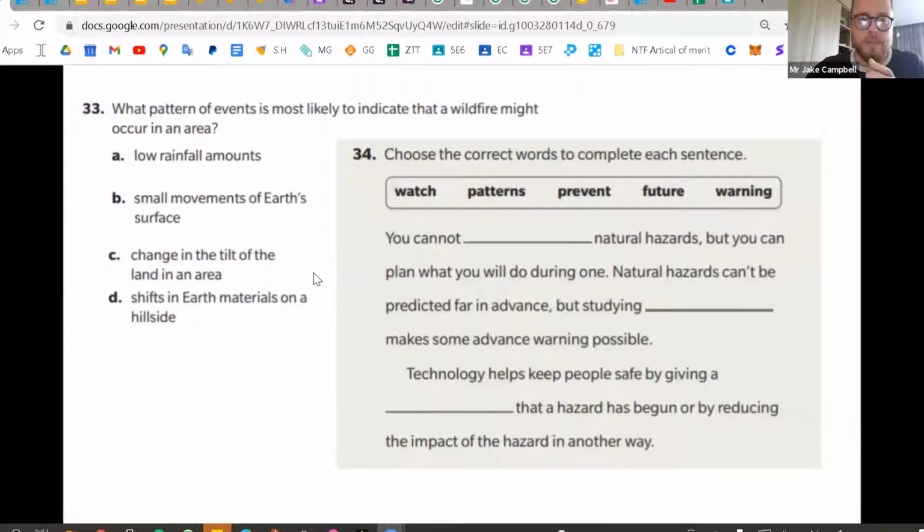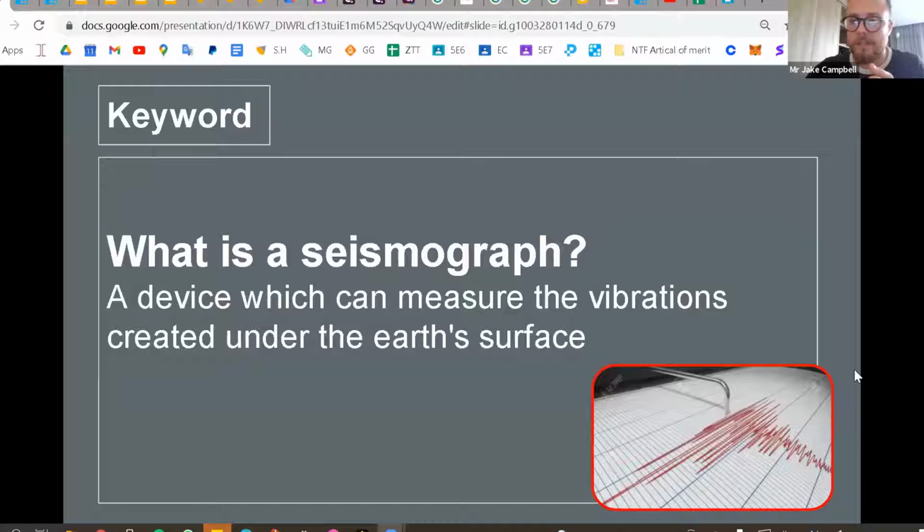First of all, class, let's recap on what this piece of technology is. What is a seismograph? A device which can measure the vibrations created under the Earth's surface. Fantastic.